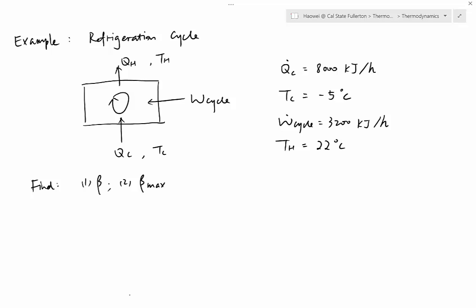And in order for you to do that, you have to consume electricity, and you have to consume 3,200 kilojoule per hour. And then the amount of heat you have to remove from the inside of the refrigerator is 8,000 kilojoule per hour. We're looking for two things: actual coefficient of performance beta and beta max.